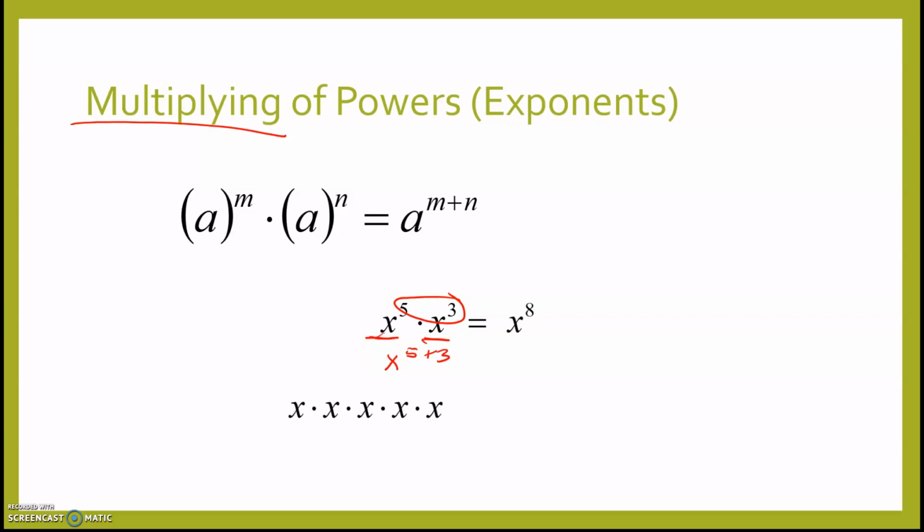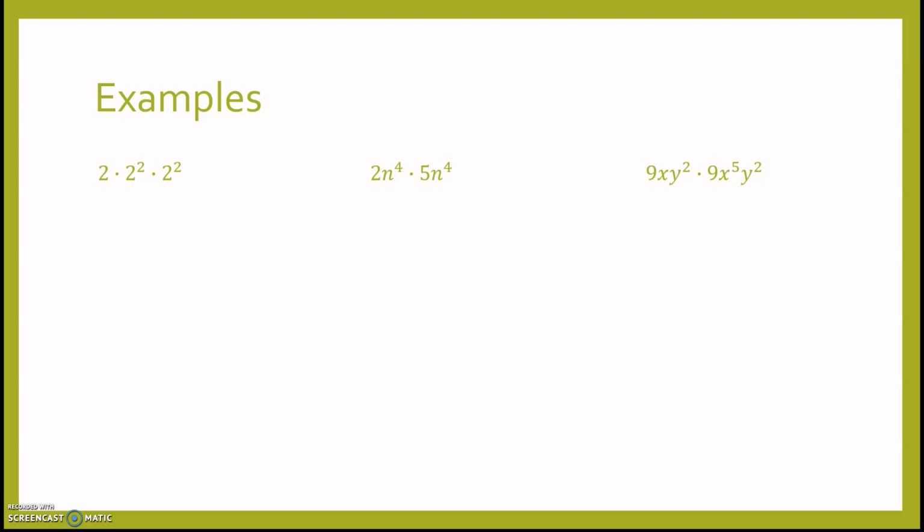The reason why this works is because this is saying that x is happening 5 times. 1, 2, 3, 4, 5. You're multiplying x 5 times. And then this one is saying that you're multiplying x together 3 times. And in total, the amount of x's that you have are 8 x's. That is how it works. That's the reason why we're doing it as adding. Because when you're actually multiplying all those x's, you're just kind of counting up the total number of x's that there are.